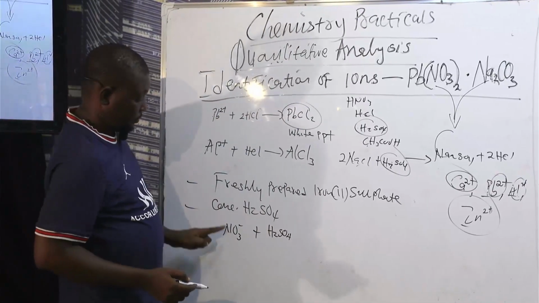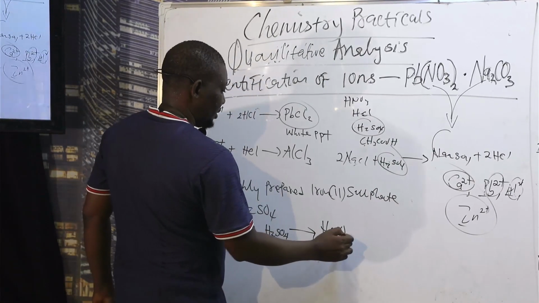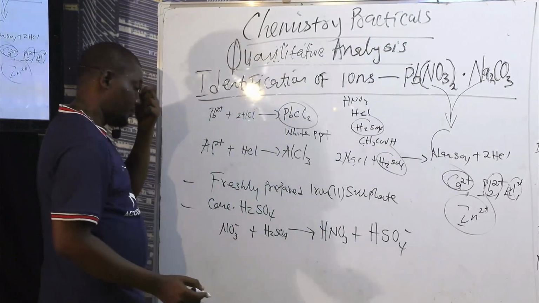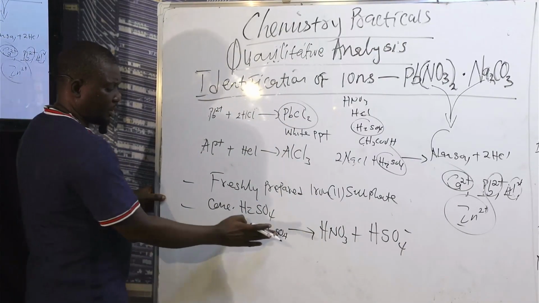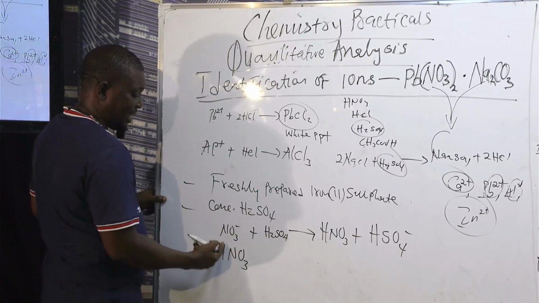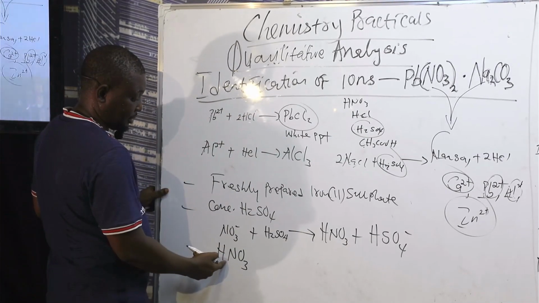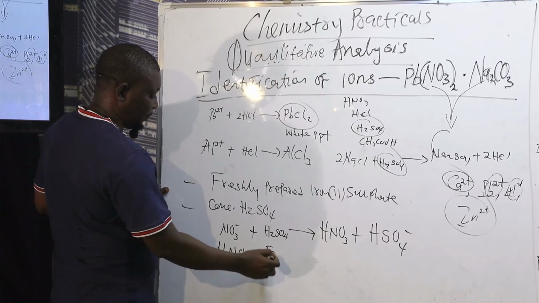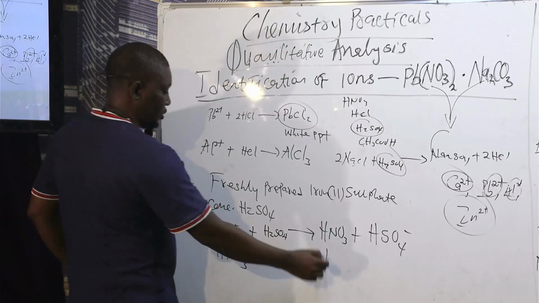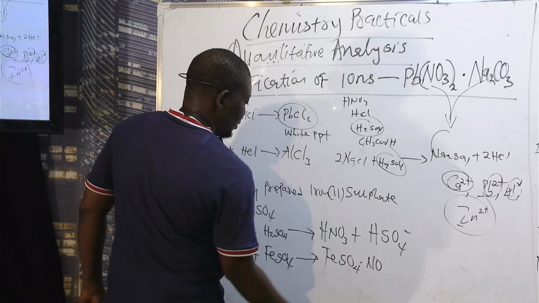This is sodium nitrate. So it precipitates it as HNO3, an oxidizing acid, plus HSO4 minus. Now, when you add this, you follow it up immediately. So what you now have in the test tube after adding this is nitric acid. You now add the freshly prepared iron 2 sulfate, in which an addition reaction will occur and then produce this complex compound or mixture.